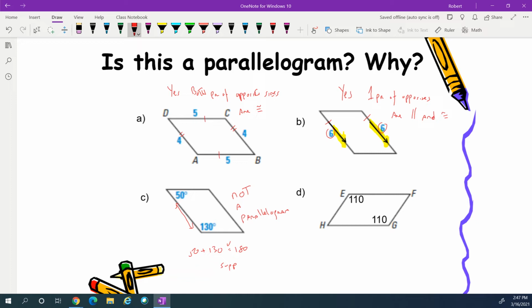If it's a parallelogram, we know opposite angles are congruent and the consecutive angles are supplementary in all directions. But we don't know if this is a parallelogram. We're being asked, and we just don't have the information. In question D, we know one pair of opposite angles are congruent, and that's all we know. So again, not a parallelogram. We do not have enough information about the missing sides or the missing angles.